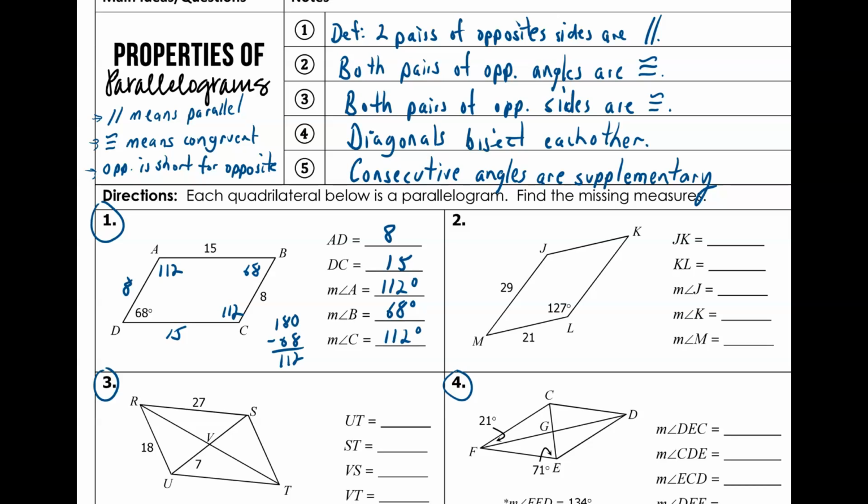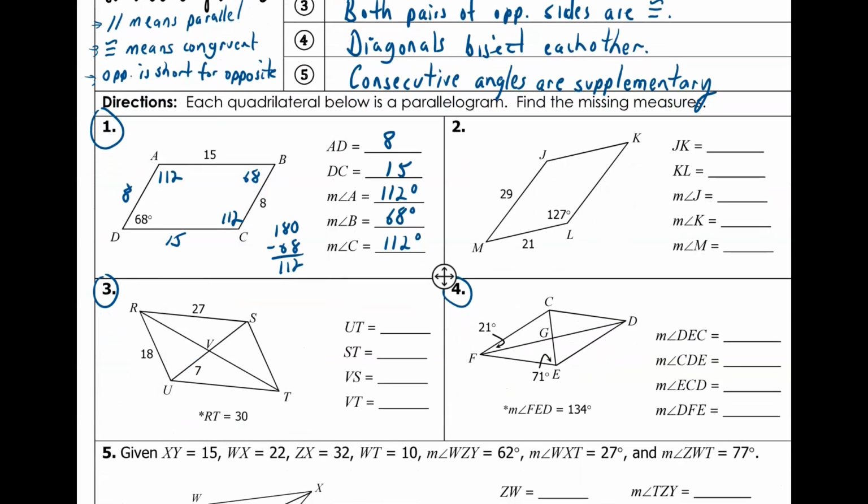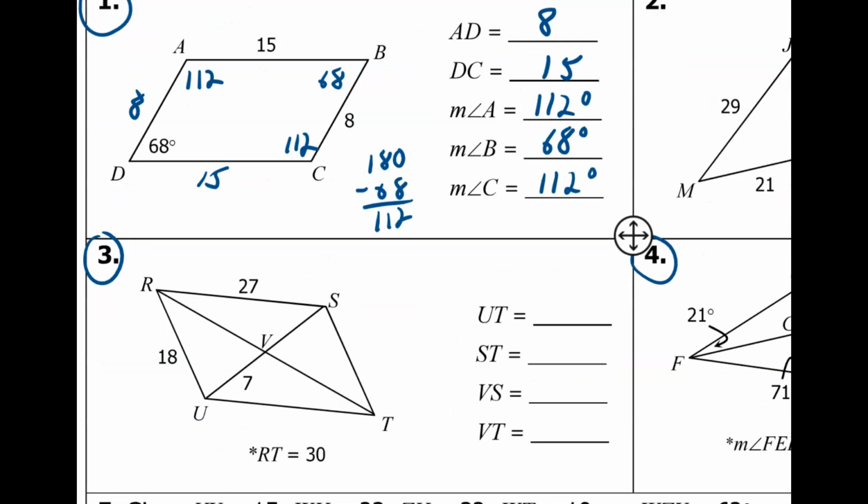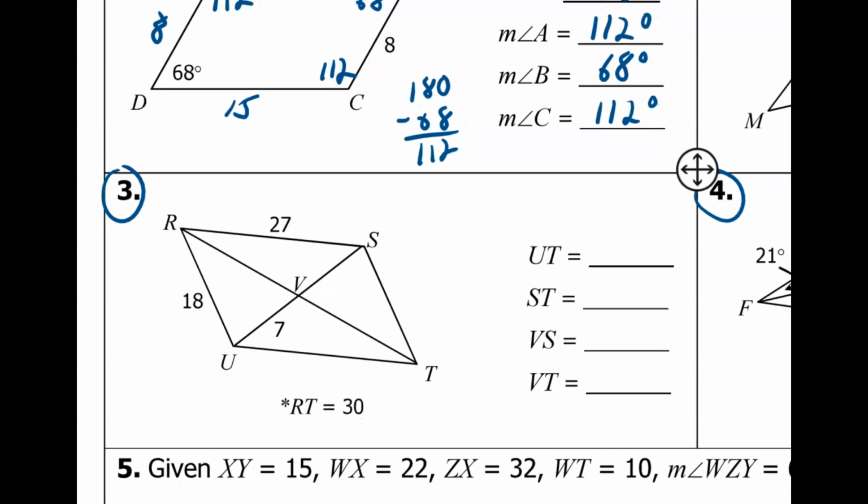All right, let's try one that has those diagonals in there, and let's see what we come up with this time. All right, so let's see what we can label here. Now notice that there's no angles mentioned. Sometimes the problem has angles and side lengths. Sometimes it just has one or the other. All right, so this time we're told, well, here's one right down here, RT is 30.